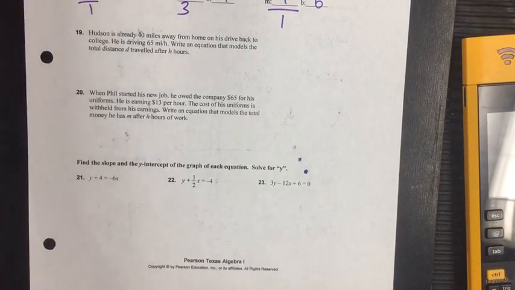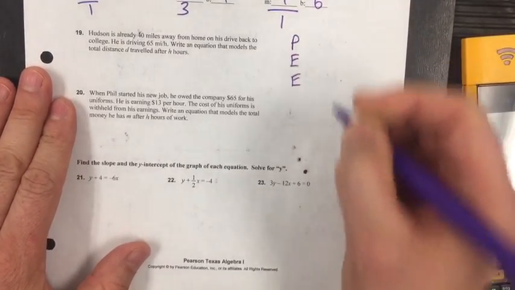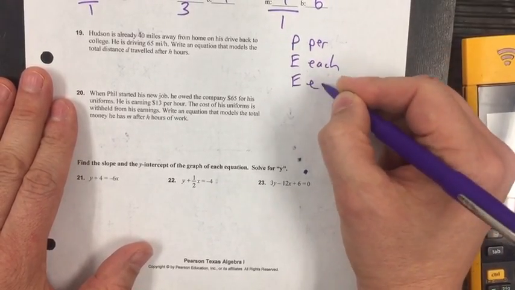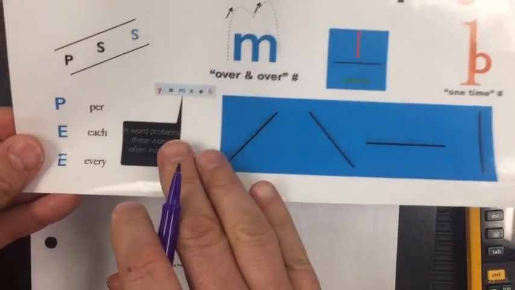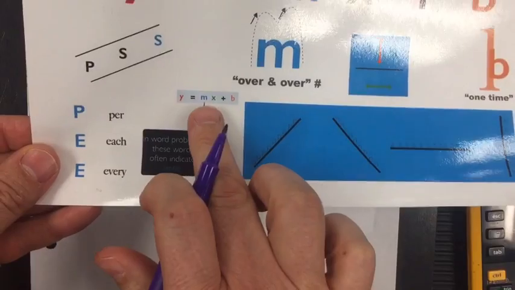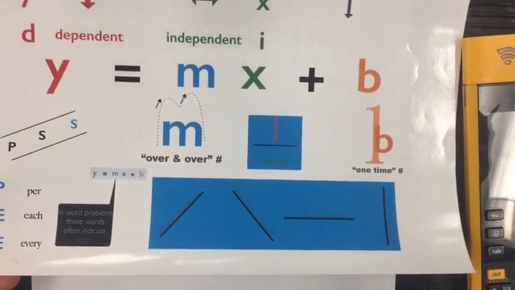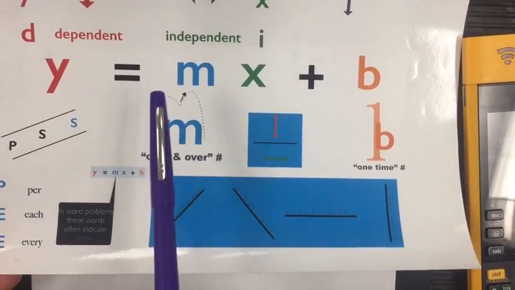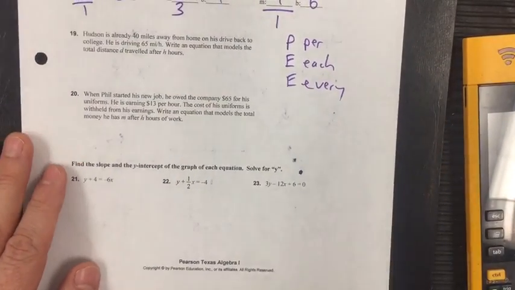Whenever you're doing word problems, we remember per, each, and every help us find what? They help us find the M or the B? They help us find the M. And these are available to you guys. Per, each, and every help us find the M. On this little reference paper I always pull up, everything in blue is talking about the slope. So per, each, and every, that's in blue. It's talking about the M. All right? So somebody read number 19 for us.